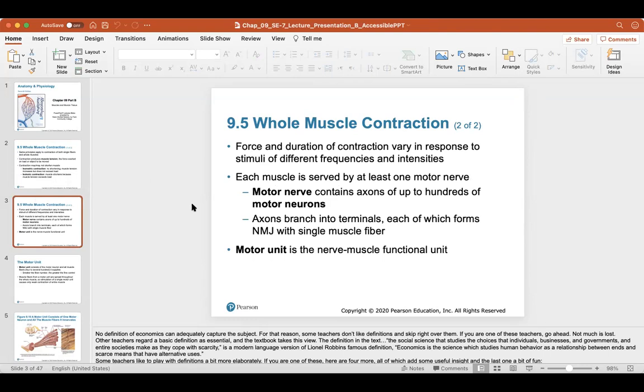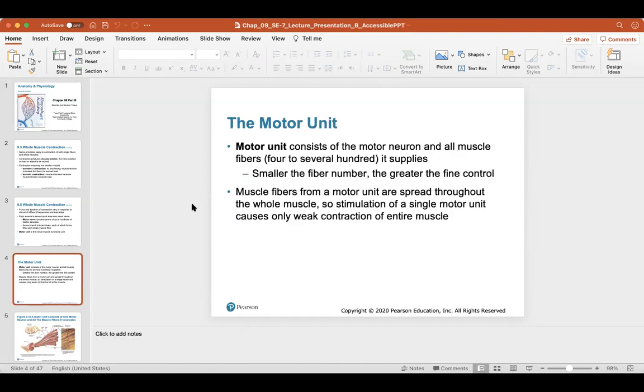Each muscle is served by at least one motor nerve that can contain axons of up to hundreds of motor neurons. And like we talked about previously, the axons will branch into terminals, each of which will form a neuromuscular junction with a single muscle fiber. A motor unit is the nerve-muscle functional unit, and the motor unit consists of the motor neuron and all the muscle fibers that it supplies.